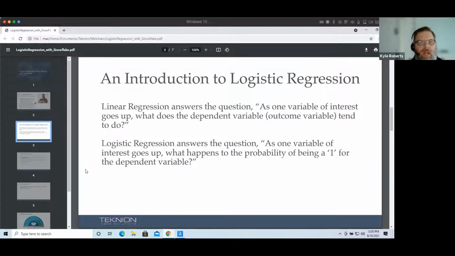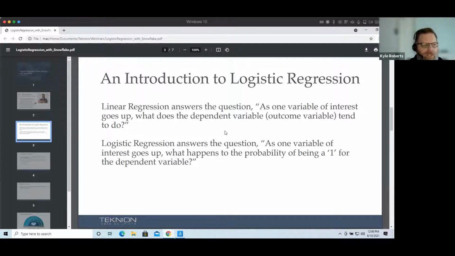If we are asking ourselves a question like, in general, what is linear regression? I like this quote: it's answering the question, as one variable of interest goes up, what does the dependent variable, or the outcome variable, tend to do? Let's suppose that we're trying to predict how much someone weighs, and we have two variables in our model. We have how tall they are and how many calories they consume in a day.